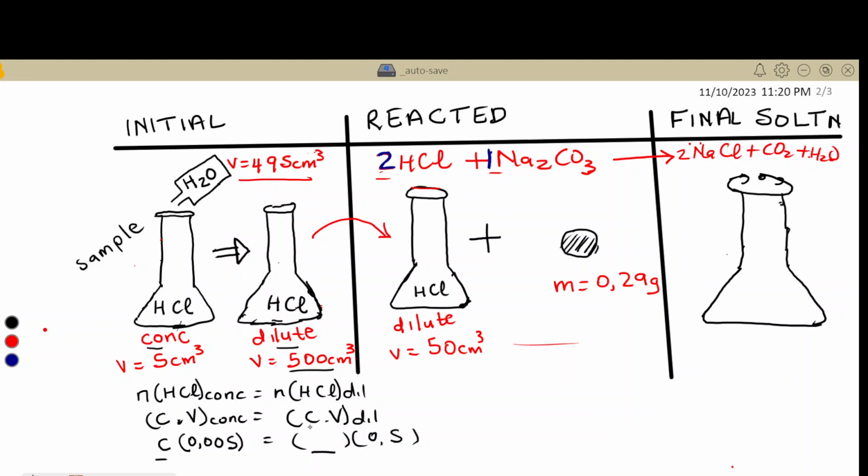Now we need to find the concentration of the dilute. So how can we find the concentration of the dilute? We need to find the number of moles divided by the volume.